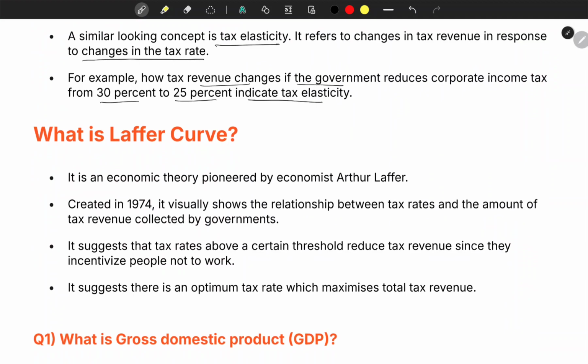And another term is the Laffer Curve. It is an economic theory pioneered by economist Arthur Laffer, created in 1974. It visually shows the relationship between tax rate and the amount of tax revenue collected by governments. It suggests that tax rates above a certain threshold reduce tax revenue since they incentivize people not to work. It suggests that there is an optimum tax rate which maximizes total tax revenue.